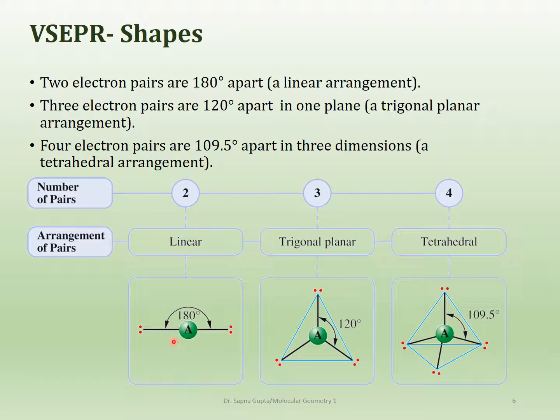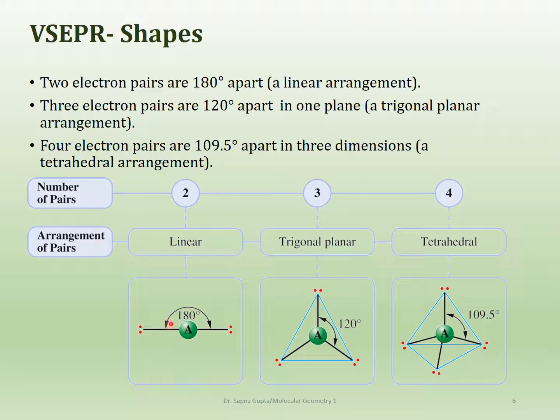So the shape is determined only by the central atom. Okay, all right. So now let's get to it. If we have two electron pairs, those two electron pairs are going to be farthest apart from each other on the opposite sides, because that's how far they can repel each other, 180 degrees.